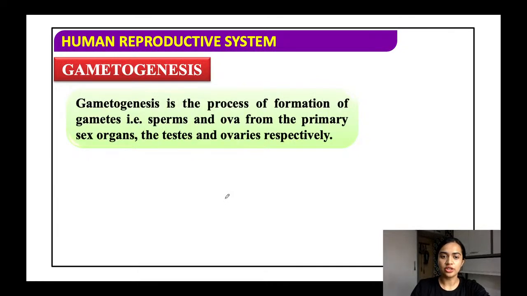First, let us have a broader look at what gametogenesis is. Gametogenesis, as I mentioned, is the process of formation of gametes. Sperms and ova are formed respectively in the male and the female. A very important thing to remember is that gametogenesis only takes place in the primary sex organs, that is the testis and the ovaries.